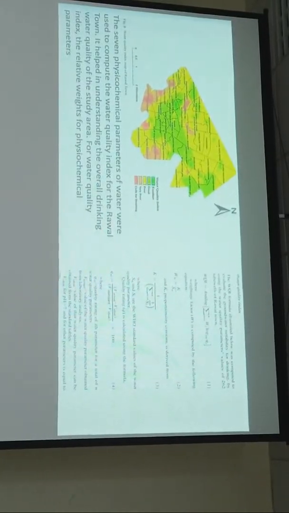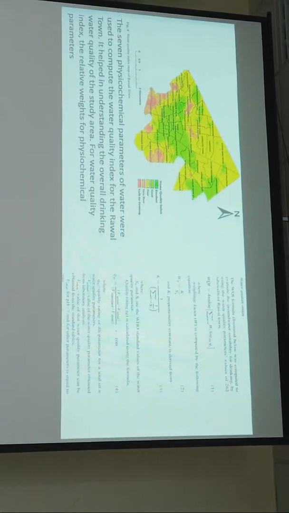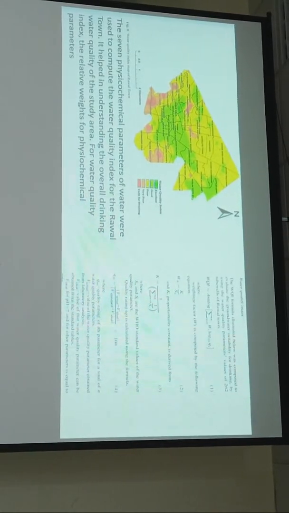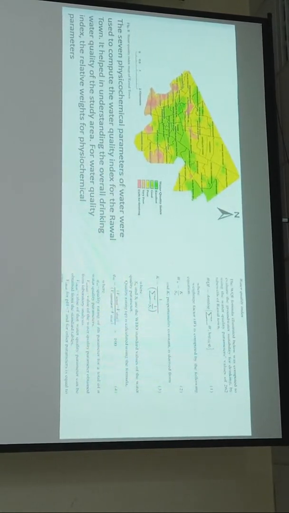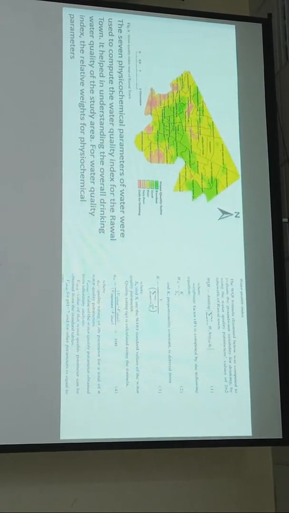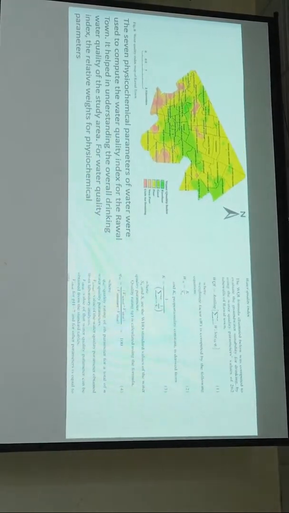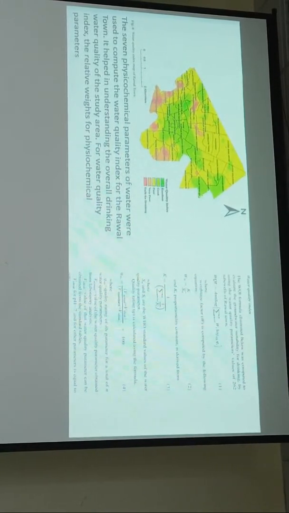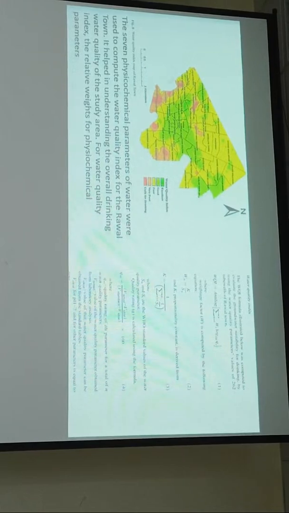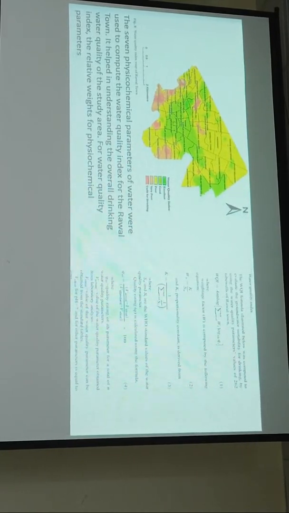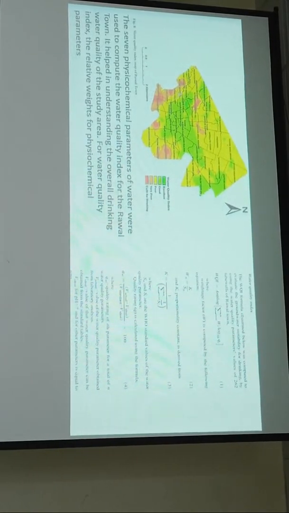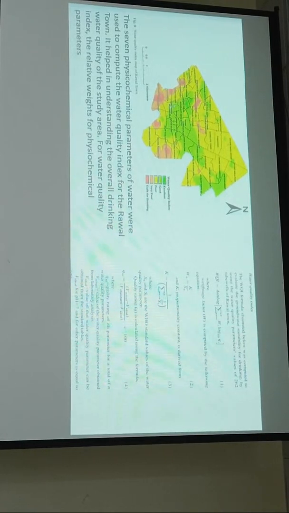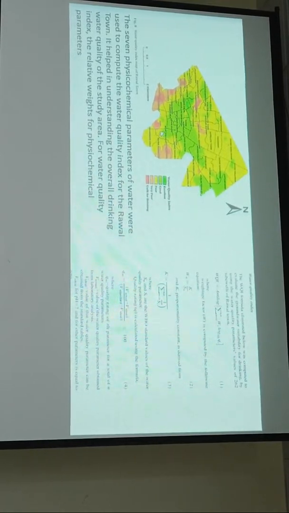Then those 7 physical-chemical parameters were used to construct the water quality index, and you can see the problem areas in this town, Rawal town. This area might have drinking water quality that is unfit for consumption.